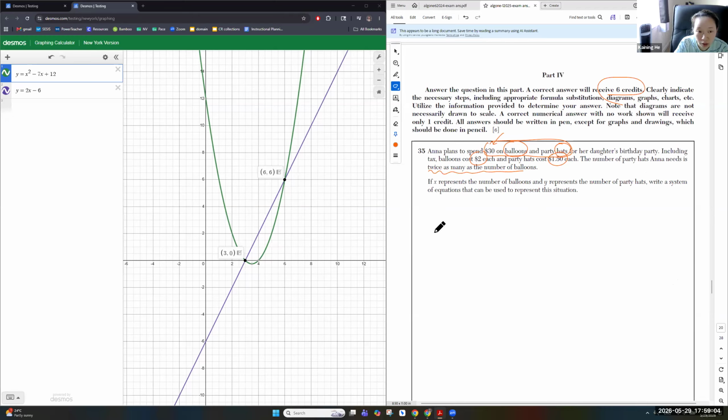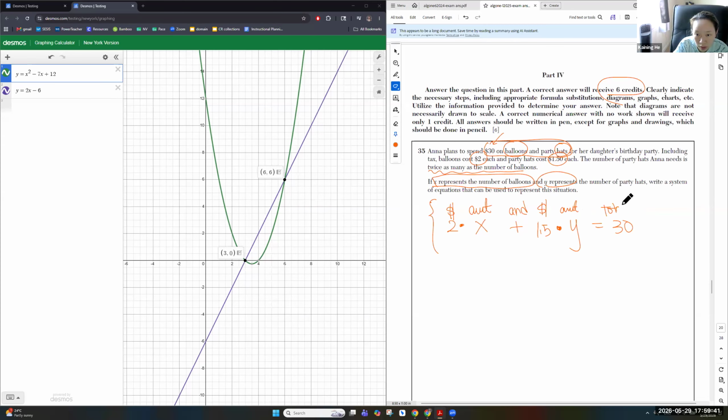Just like before, you open up a parentheses and write out every single relationship. You know that the balloon is $2, so this is $2 times the amount. You don't know the amount of balloons, but they say to use X, so I'm going to say X. Plus the dollar of 1.5, which is a dollar for your hat, times the amount. I don't know what it is, but they said use the letter Y, so Y. They said together is $30.